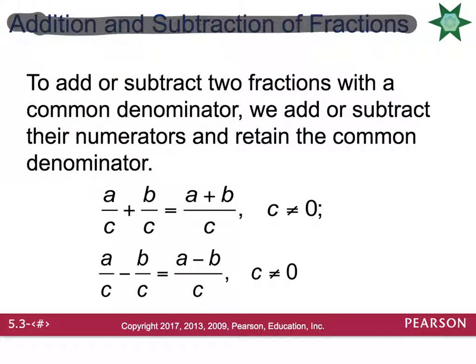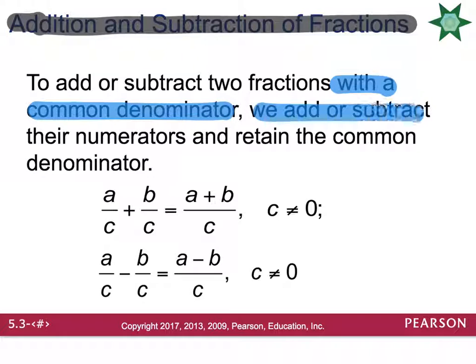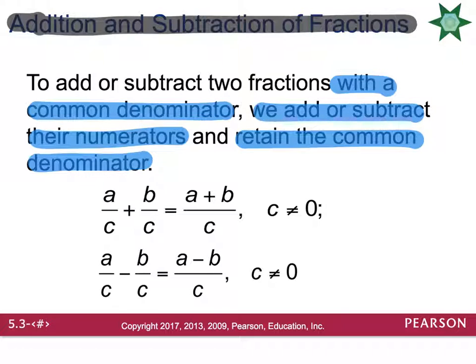Here is where we need the common denominator. If we have the common denominator, it's easy. We just add or subtract their numerators and retain the common denominator. So keep the common denominator. If we have a over c plus b over c, with a common denominator, then we just take a plus b over c. Make sure our c is not 0 because it's in the denominator.